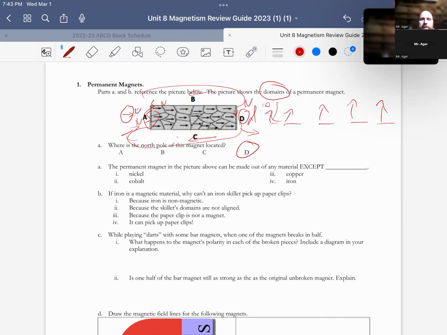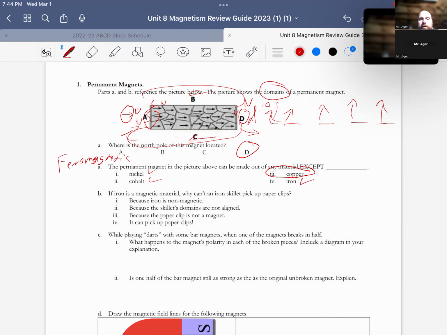All right, permanent magnet, the picture could be made of anything but. This one you just got to know. Later on in the guide, we actually give you the numbers, and that's a way better way to do it. But for this particular one, nickel, cobalt, and iron are all ferromagnetic materials. Keyword there, ferromagnetic materials. And so they could become magnets, whereas copper is not. Copper cannot be aligned. I'm not even sure it's got domains, but it cannot be aligned. And I don't think it's got very unbalanced electrons either. So copper's bad for that.